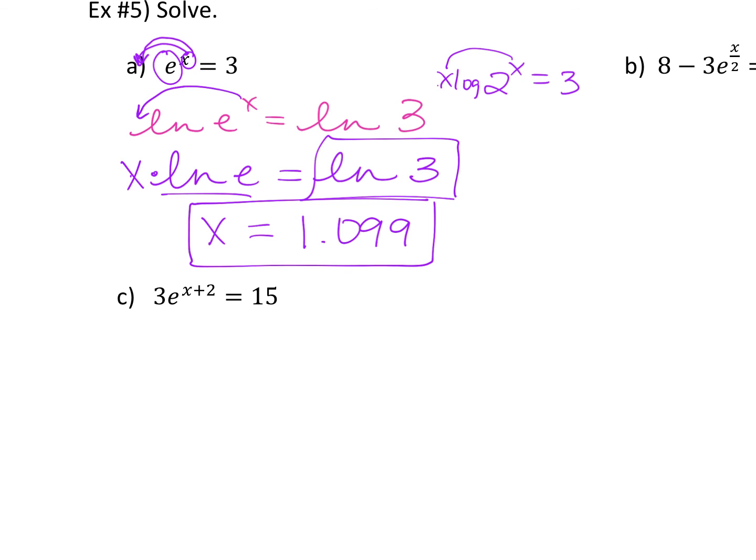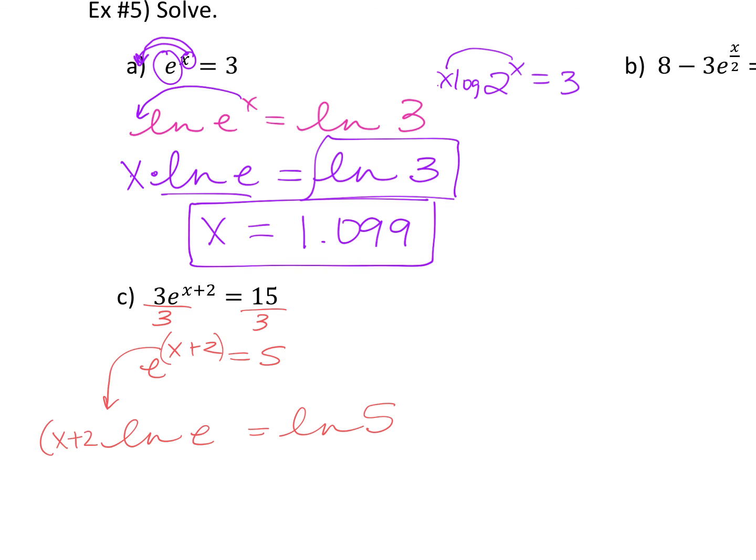What'd you get on letter C? I did not get that. Negative 0.391. Yeah, you should get a negative 0.391. Did you isolate first? Get that 3 out of there. So e to the x plus 2 equals 5. And now you can take the natural log of both sides. And I'm going to move that x plus 2 out in front right away. Here's Lenny again. Isn't it nice? Lenny shows up all over the place. You just get to ditch him. So it's x plus 2 times 1, which is just x plus 2, equals the natural log of 5.